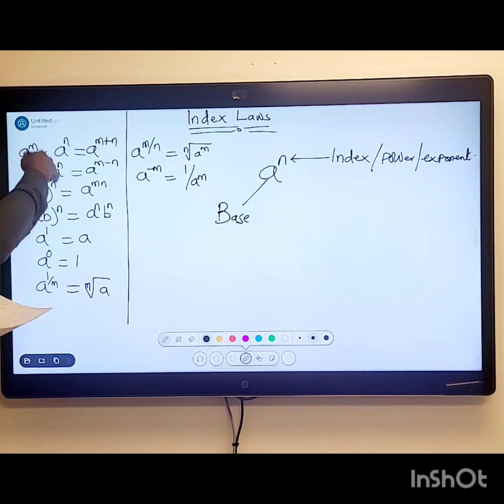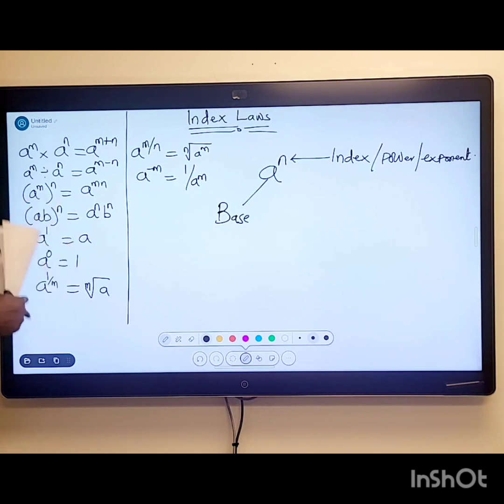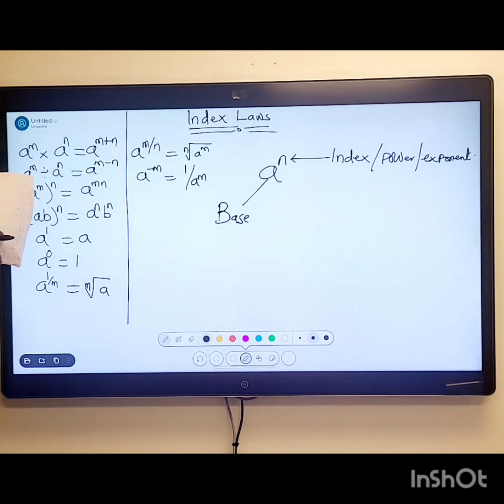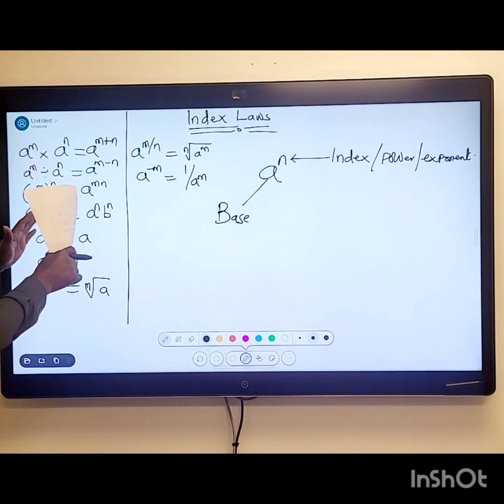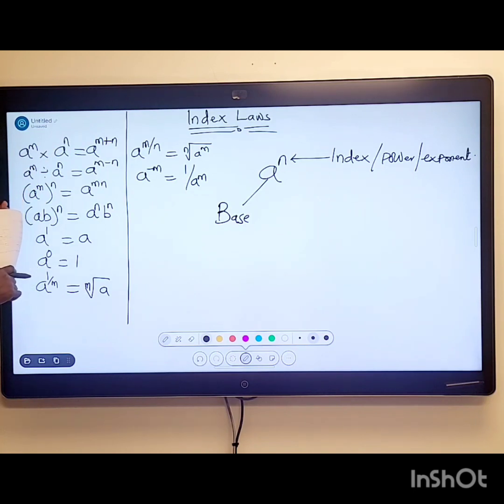Okay, so now let's explain this before we go into some questions, and while we are solving some questions, I'll be referring us back to this law. So look at the question, look at the law, so that you can understand it if you come across that.